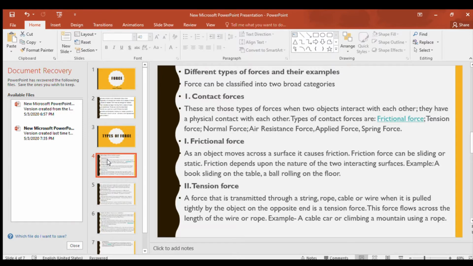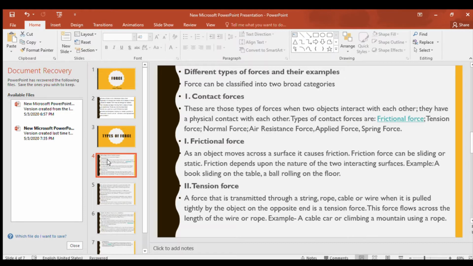Types of contact forces are frictional force, tension force, normal force, air resistance force, and many more. So we can go into frictional force. As an object moves across a surface, it causes friction. Friction forces can be sliding or static. Friction depends upon the nature of the two interacting surfaces. So read the example for yourself.